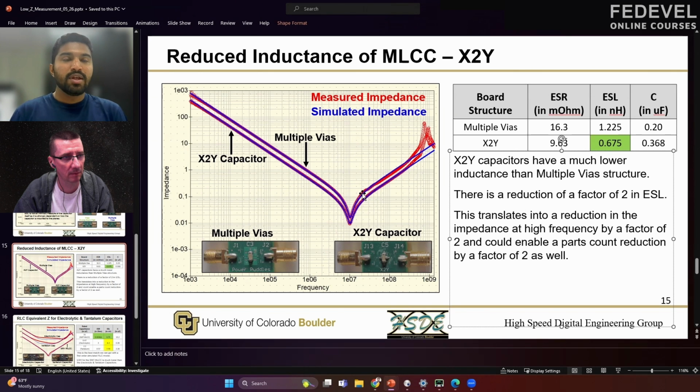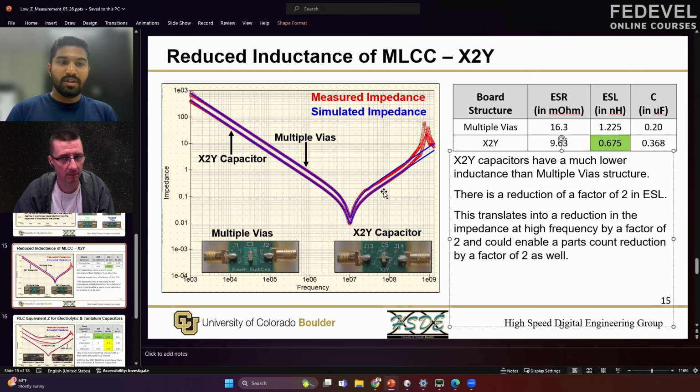And why is that? An X2Y capacitor is a 4-terminal capacitor, and just to visualize it, we can imagine it to be like 4 capacitors in parallel. When we have 4 capacitors, the inductance or the ESL value will be 1/4 of the values, and that is how it has a lower ESL value.